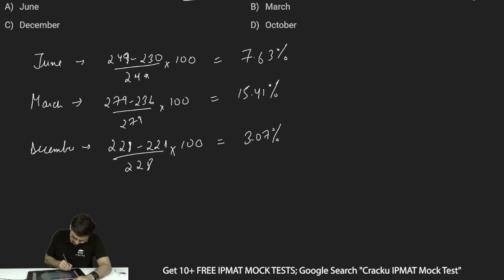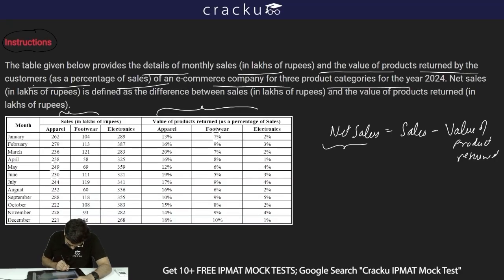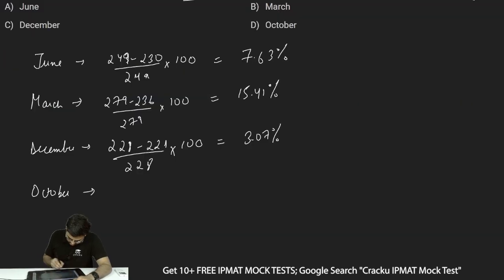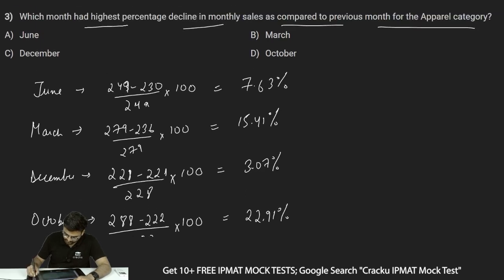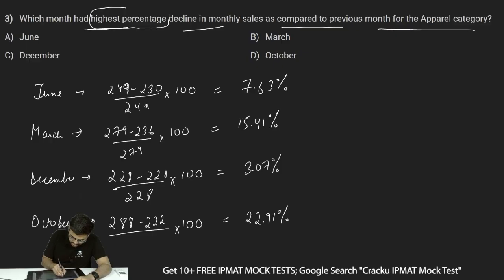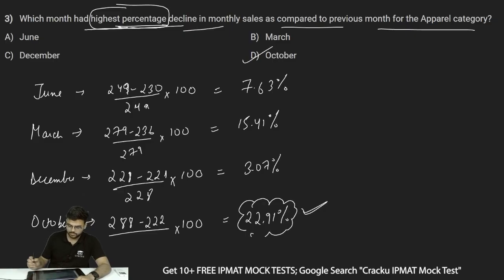Now we have to find for October. For October, the sales for April is 222 lakh crore and for September it was 288 lakh crore. So the decline will be 288 minus 222 divided by 288 into 100, and therefore the total value will be 22.91%. Now we have to find the highest percentage decline. The highest percentage decline is for the October month, which is 22.91%, and therefore October, option D, will be the correct answer.